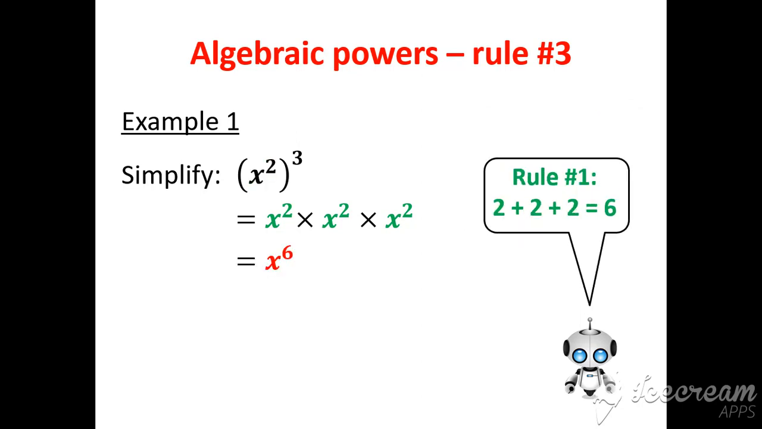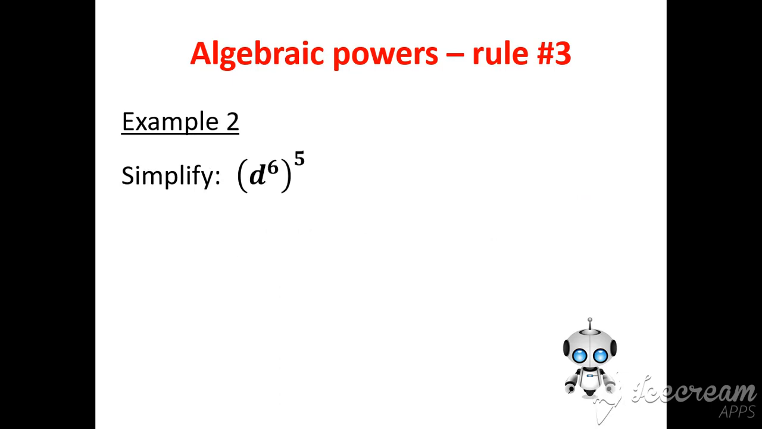Now we can use rule number 1. When we have x squared times x squared times x squared, we can just add the powers to get x to the power of 6. So our answer is x to the power of 6. Wonder if there was a quicker way by going 2 times 3 is 6. Let's check it out with the second example.